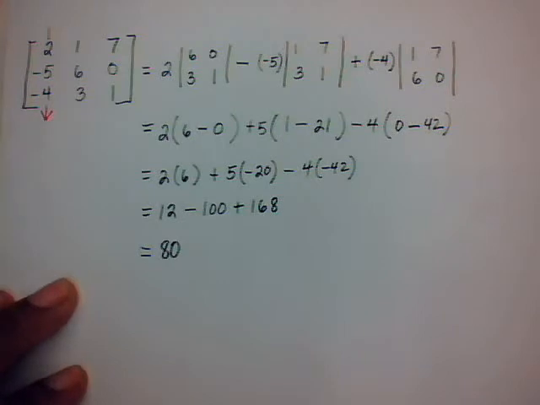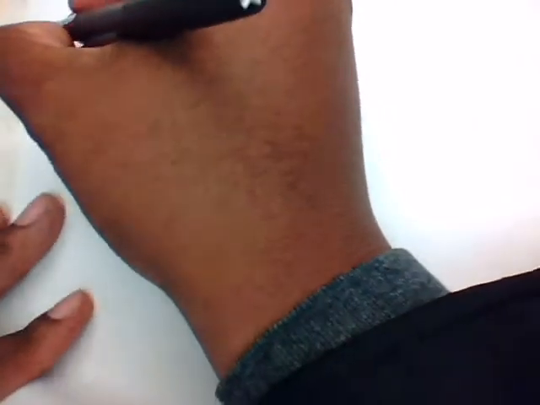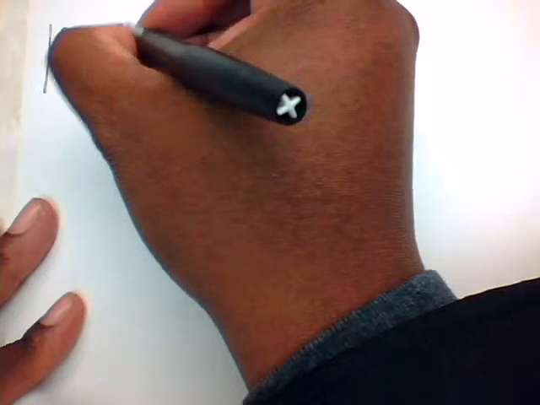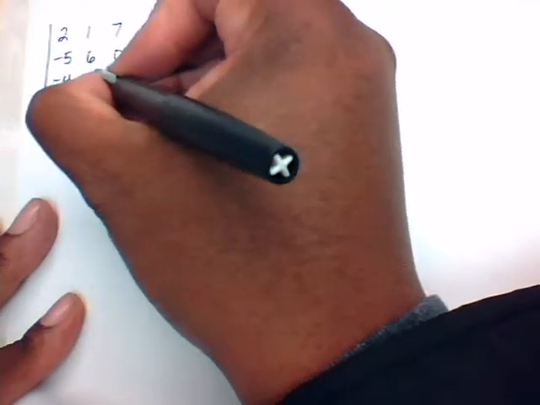Okay? Now, I realize that could be a little bit complicated, but there is an easier way to do this one, and I'm going to show you how this is done the easy way. It's just an alternative method. I'm going to use that same matrix that I just did: 2, 1, 7, negative 5, 6, 0, negative 4, 3, 1.